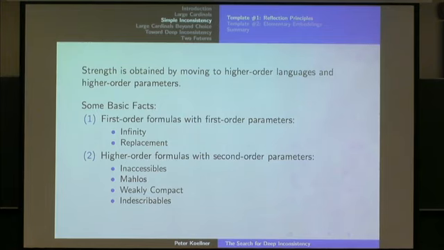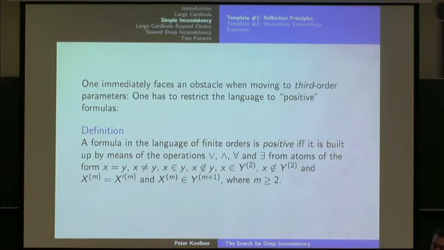So some basic facts. If you look at reflection principles with first order formulas, then you get infinity and replacement, and you actually get an equivalence relative to the other axioms. And if you look at higher order formulas with second order parameters, then using the reflection principle, you get inaccessibles, Mahlos, weakly compact, indescribable, and so on. Now if you move to third order parameters, then as Reinhardt pointed out, there's an immediate problem. You get an inconsistency right away, and it's just a one-line proof. So that's not a deep inconsistency.